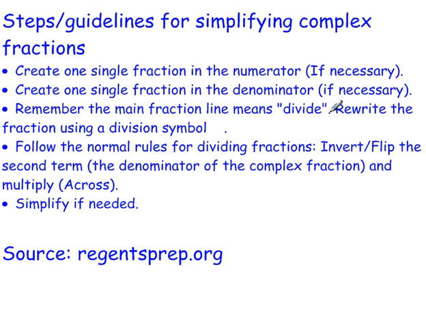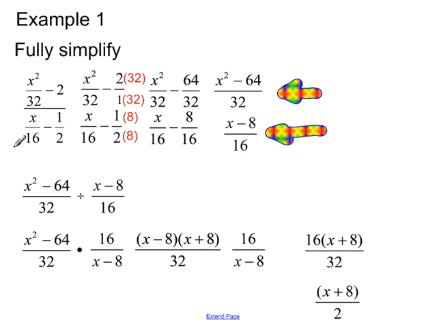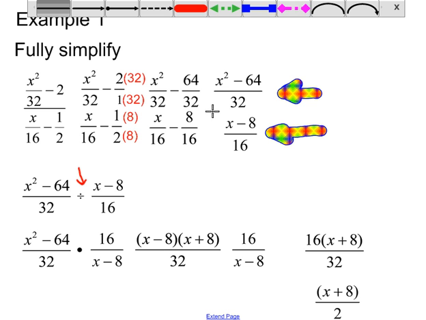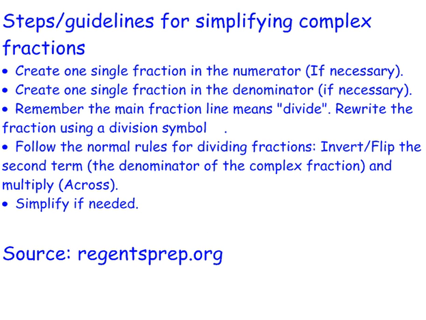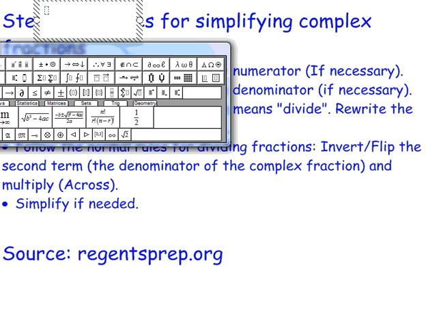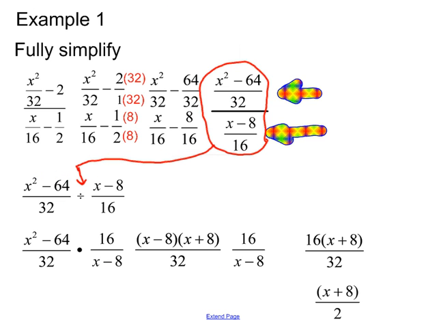So remember, the main fraction line means divide, so we write the fraction using a division symbol. That's what we did here. We just rewrote this over here. So you got this thing here going on, and I just rewrote it like that. And then, you're just going to follow the rules of dividing fractions. So follow the normal rules for dividing fractions. Invert/flip the second term, the denominator of the complex fraction, and multiply across. Simplify if needed. So keep that in mind. If you can factor, like here, make sure you factor.